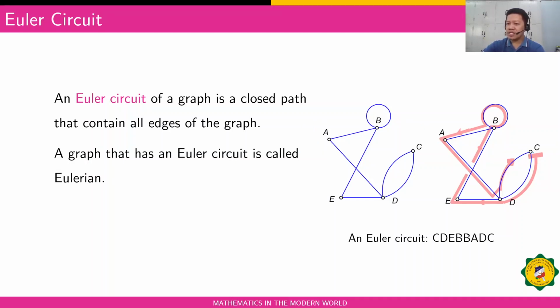So you can start with C here, you go to D, you go to E, then B, then this is a loop, so you go back to B, A, D, and then you go back to your starting point C, and it passes through all the edges. So it satisfies an Euler circuit. It should pass through all the edges once. To name the circuit, we have C, D, E, B, B, A, D, C. An Euler circuit in a graph is not unique. You can actually find another circuit in this graph.